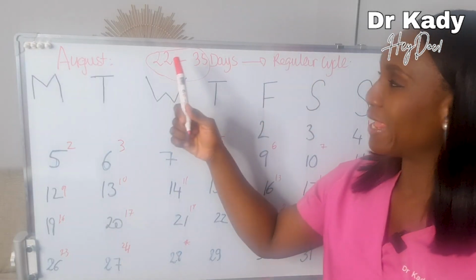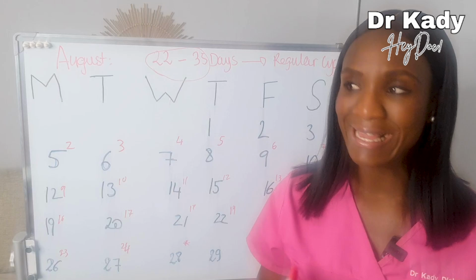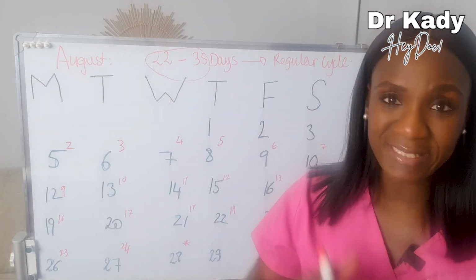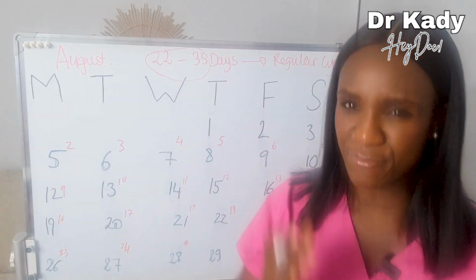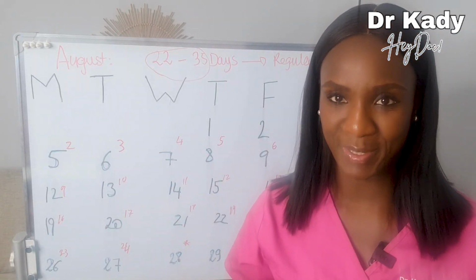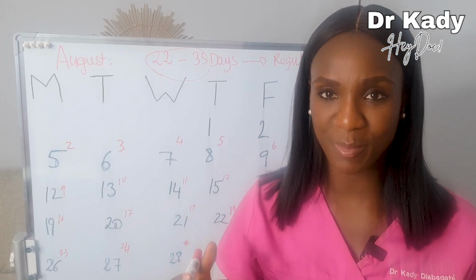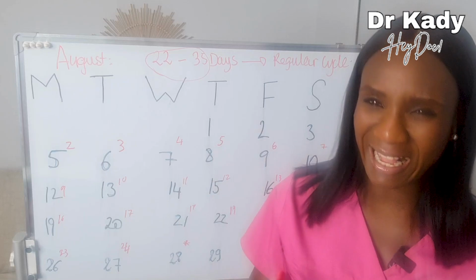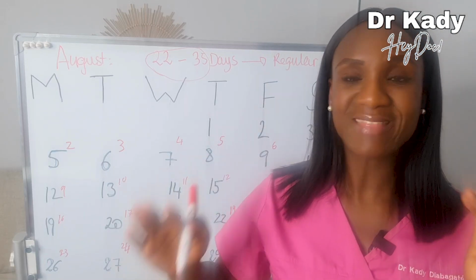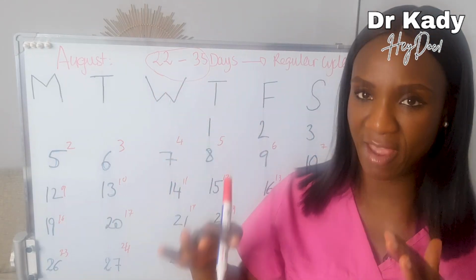So the reason why a cycle between 22 and 35 days is considered to be regular is because you're not going to have a cycle that is 25 days every single month of your reproductive years. That's not going to happen. The menstrual cycle is a wonderful and amazing biological phenomenon, but it's not going to be exactly the same every single month of your life. No, that's why we give it this range to allow it to vary.